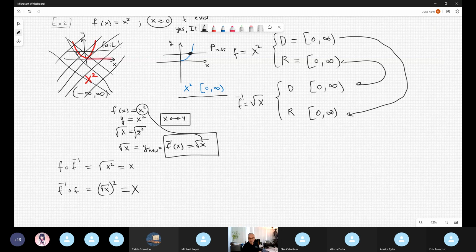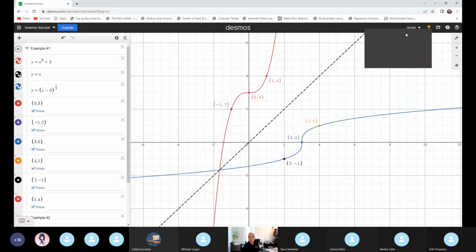Let me try to do it in Desmos to see it more elegant. Okay. Desmos. Do you see Desmos? Do you see? Yes.